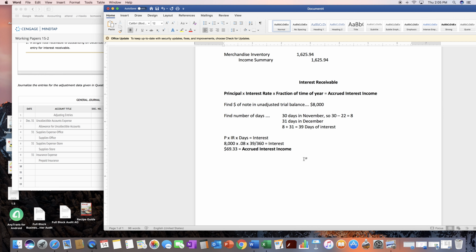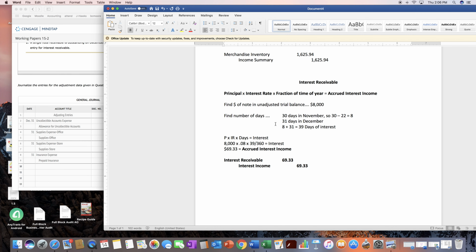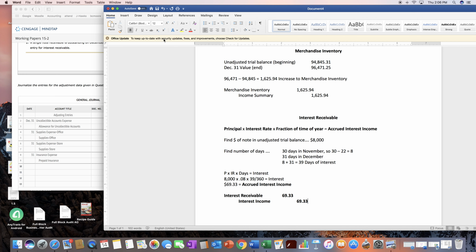And then you would go ahead and for this, just like you did up here, you'd have your debit and credit, and you would have interest receivable, and it would be for that $69.33. And then you would have interest income $69.33. Oops, there's going to be rounding. You're going to have to round up. But that'll be your two adjustments. Hopefully this helps you with the application problem as well.